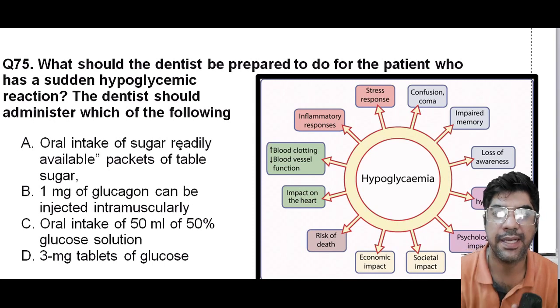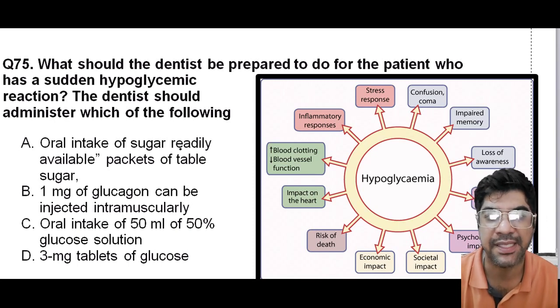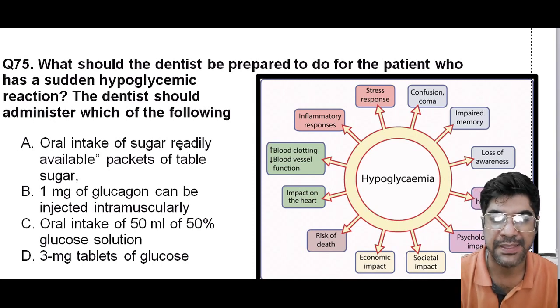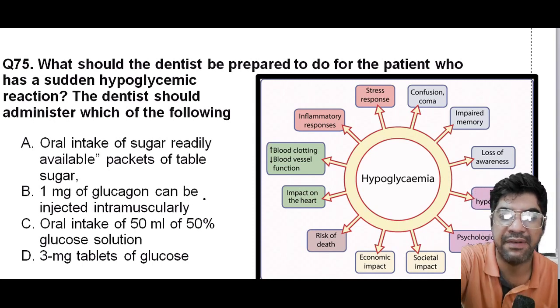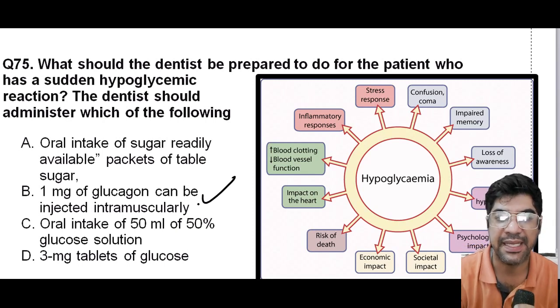What should the dentist be prepared to do for the patient who had a sudden hypoglycemic reaction? If the patient develops the symptoms of hypoglycemia, the dental procedure should be discontinued immediately. If the patient is conscious, the patient should be given some form of oral glucose. And if the patient is unconscious, the emergency medical services should be contacted.